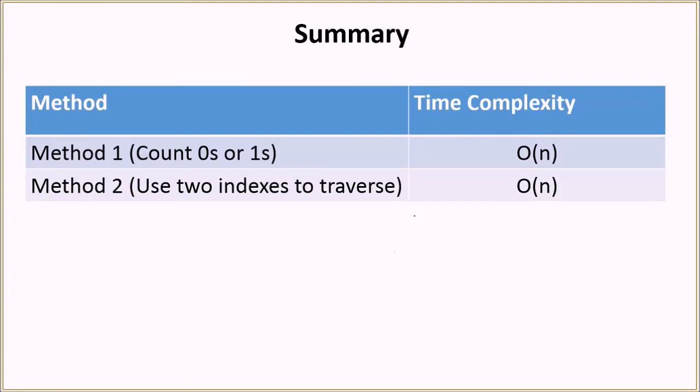In this video, we basically saw two methods to solve this problem. Both the solutions had the time complexity of order of n, but method 2 had an edge over method 1. Why? Because method 1 was traversing the array twice, whereas method 2 traverses the array only once.